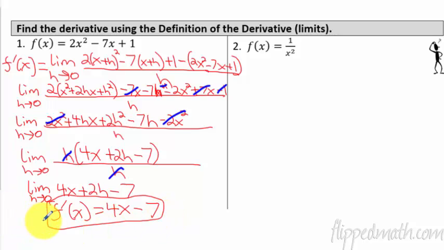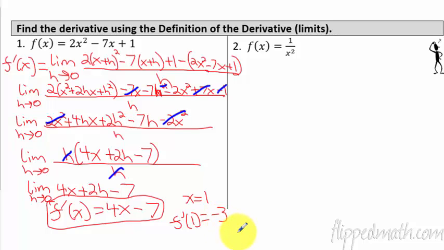This represents the slope of the tangent line at any given x value. So this parabola here, this is some parabola. If I plugged in x equals 1 to this, 4 minus 7 would be negative 3. So if I plugged it in here, I'd have f prime of 1 equals negative 3. That means that when x is 1 on this graph, the slope right at that point is negative 3. That's what we're talking about.